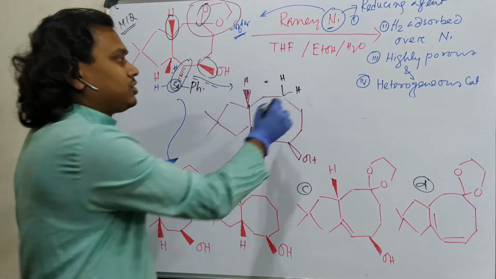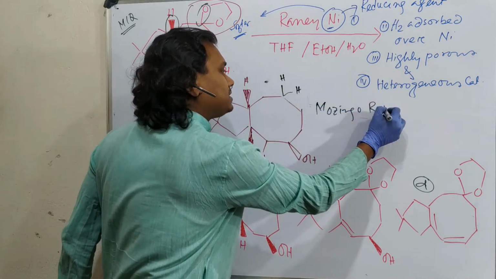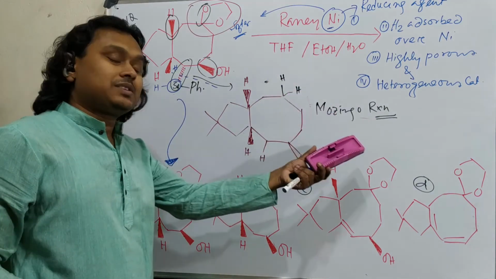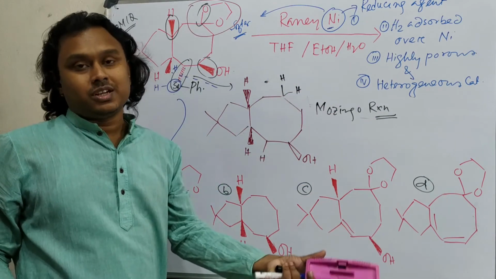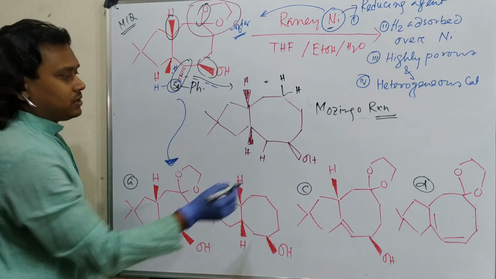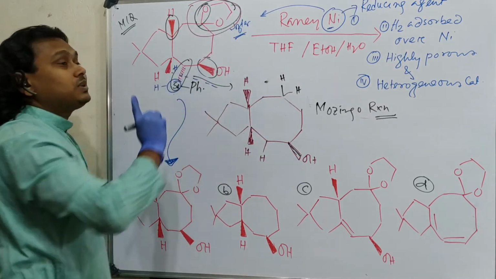Such a kind of reaction is named the Mozingo reaction. I have already discussed it in a dedicated lecture on this. Please visit if you want to learn more. Some analogous reactions are the Clemmensen reaction and the Wolff-Kishner reaction. Please visit, I have already discussed them also. So please be careful, since in this case it is given as an oxygen, it will not break.